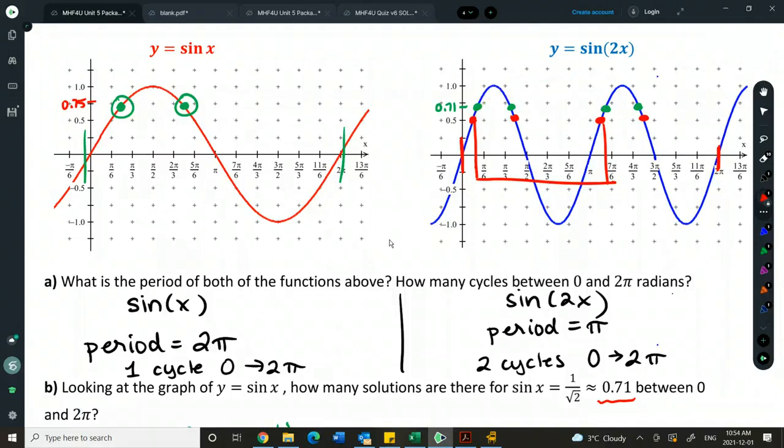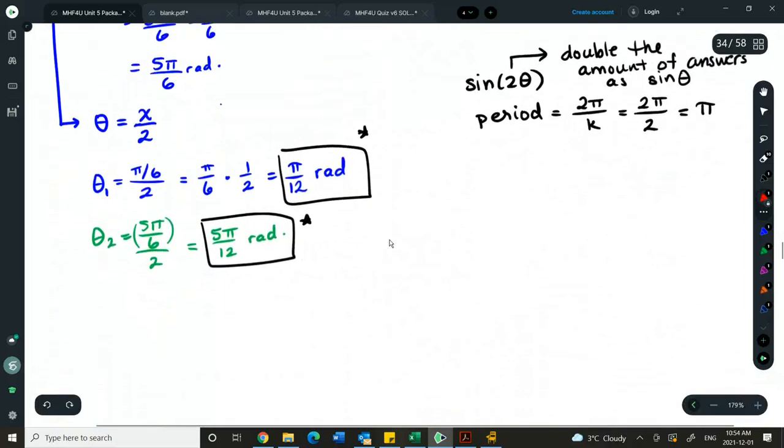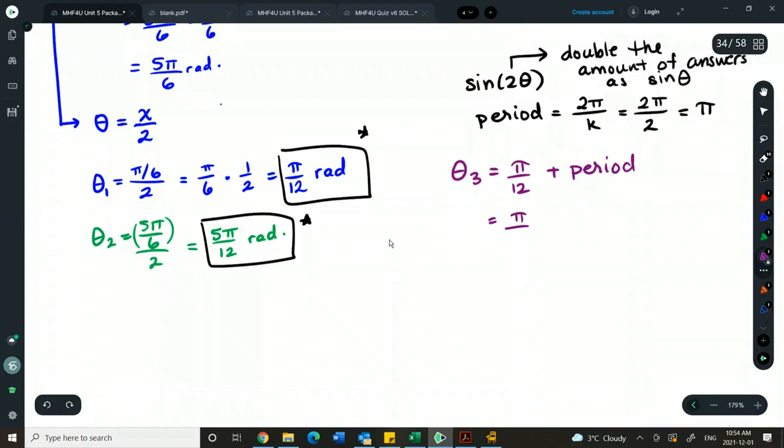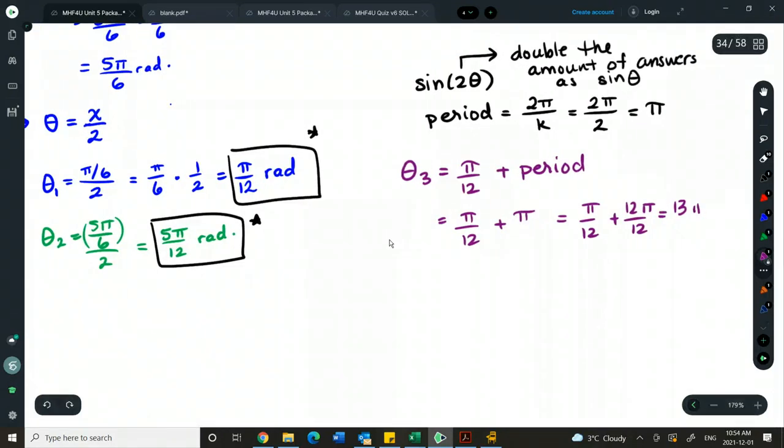So I'm going to find that second answer by taking my x1, or my theta 1, and I'm going to add pi to it. And I'll find theta 3. This will be the third possible answer. So I'm going to take the first answer and add the period, always. And I should get pi over 12 plus the period, which is pi. Common denominator, pi over 12 plus 12 pi over 12 gives me 13 pi over 12 radians.